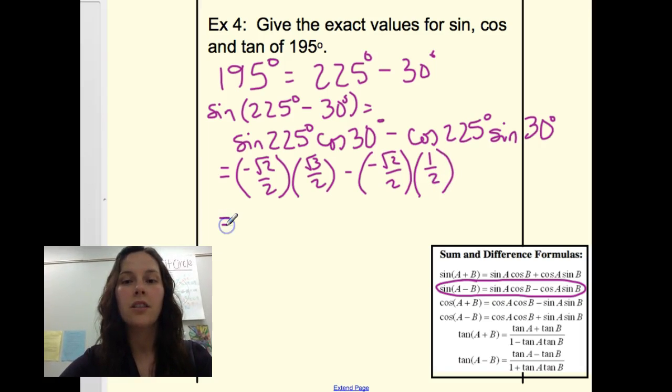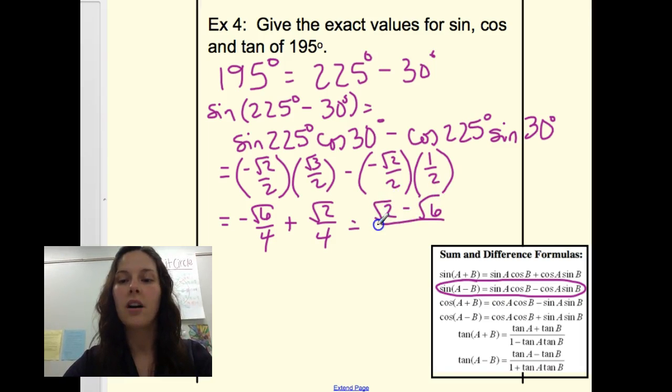Multiplying our answers together, we get negative square root of 6 over 4, plus, because of that minus a negative, I'm going to go ahead and cancel those. And then multiplying, we get root 2 over 4. So we can simplify this slightly as square root of 2 minus square root of 6 all over 4. And I just switched them around so I could use subtraction instead of two signs with the negative and the plus sign. So there's our sine value.